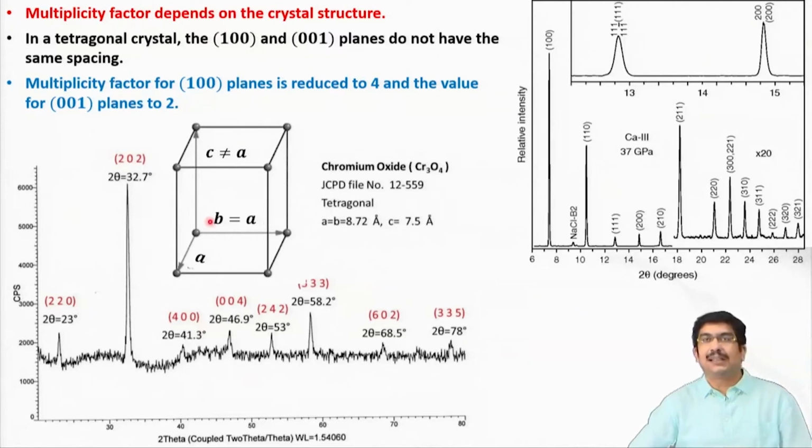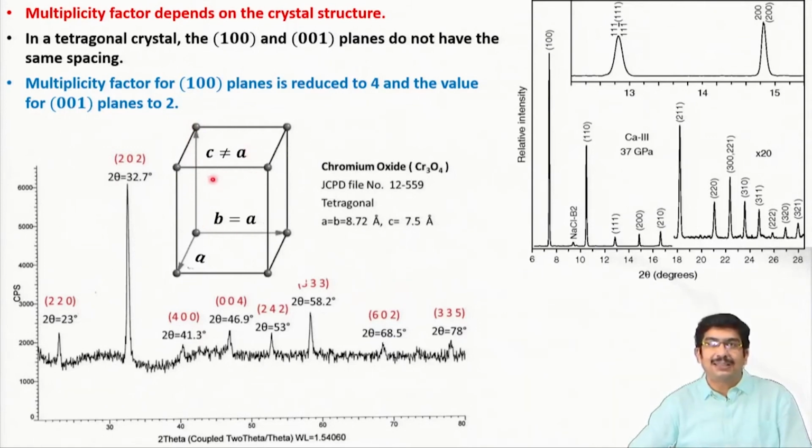That is basically if we consider a tetragonal crystal. In a cubic crystal we have seen the multiplicity of the 100 family of planes is 6. What happens for a tetragonal unit cell is that A and B are the same, but C is not equal to A or B. So the C axis is of a different length.